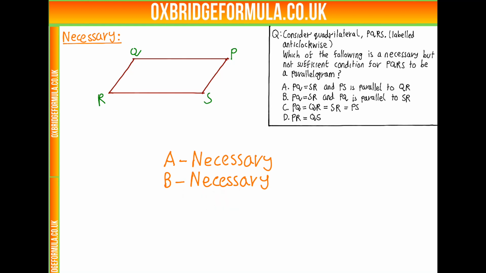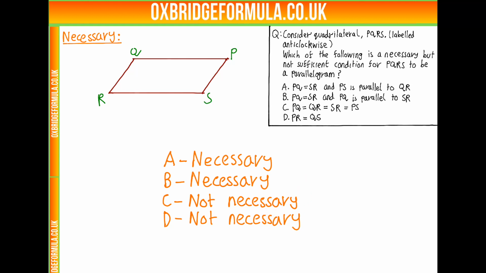Now C: PQ equal to QR equal to SR equal to PS, all sides the same length. Well, from our arbitrary drawing, it clearly isn't true, but if we think about it, when this is true, we have a rhombus. Not all parallelograms are rhombuses, so C is certainly not necessary because C doesn't have to be true. And D: PR equals QS. Well, the vertical distance between P and R is the same as the vertical distance between Q and S, but horizontally, P is much further from R than Q is from S. Or we can simply see graphically, PR is much longer than QS. These are not necessarily the same length for a given parallelogram, so D is not necessary.